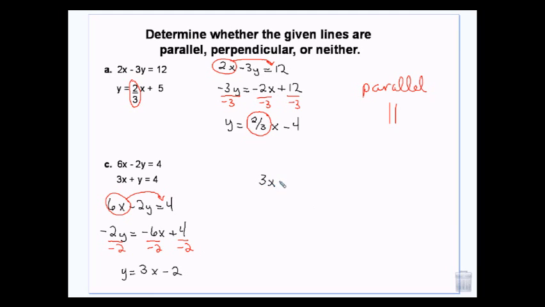And then my second one is 3x plus y equals 4. So I'm going to pick up that x again and move it. And I get y is equal to negative 3x plus 4. 3 and negative 3. What do I know about those two? They're opposite, but they're not opposite and upside down. So it's neither.